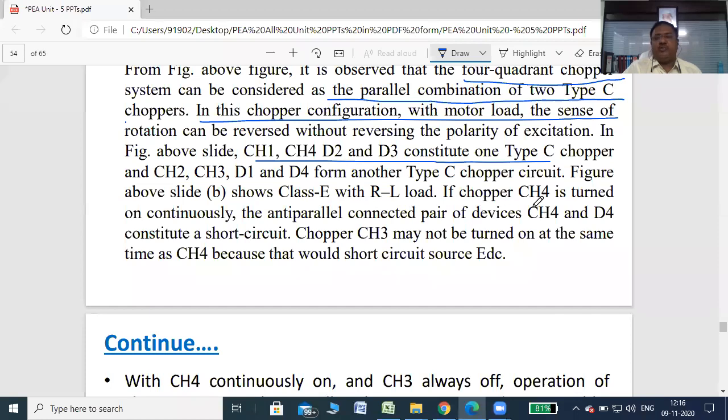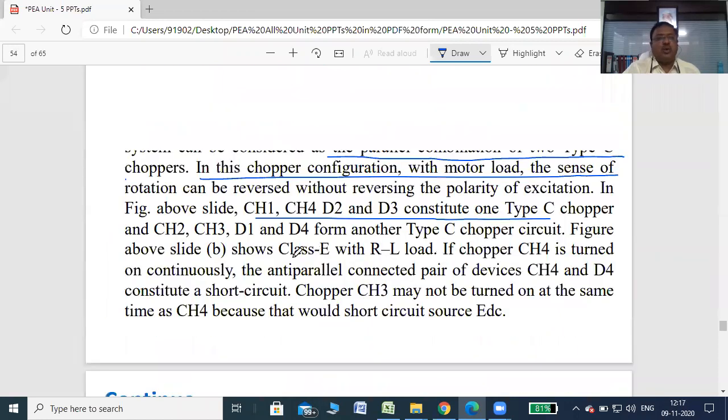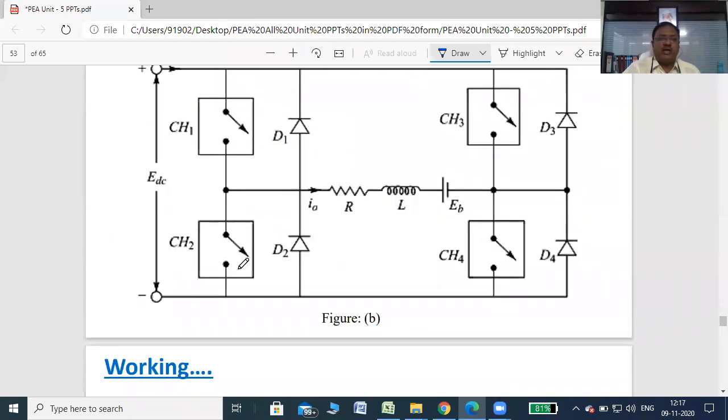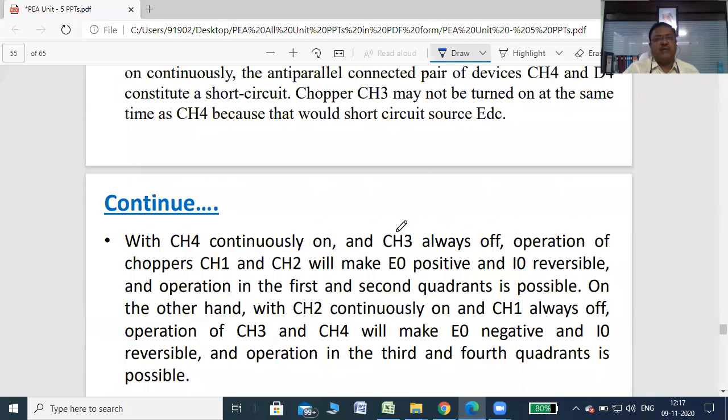Class E with RL load: if chopper CH1 is turned on continuously, the anti-parallel connected pair of devices CH4 and D4 constitute a short circuit. Chopper CH3 may not be turned on at the same time as CH4, because that would short circuit source EDC. So CH1 and CH2 never conduct at a time. Similarly, CH3 and CH4 never conduct at a time. That will short circuit the EDC.